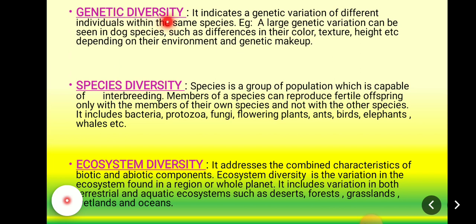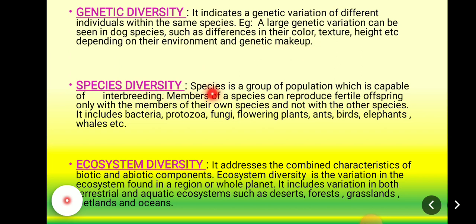Now, genetic diversity. It indicates a genetic variation of different individuals within the same species. A large genetic variation can be seen in dog species, such as differences in their color, texture, height, etc., depending on the environment and the genetic makeup.